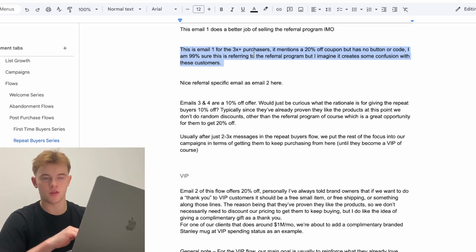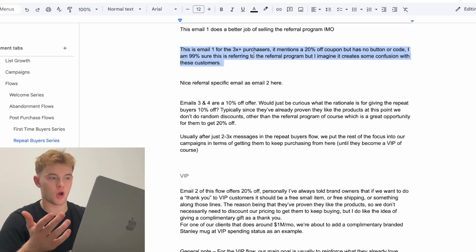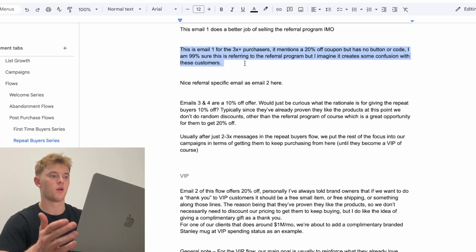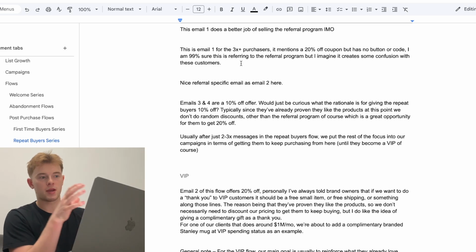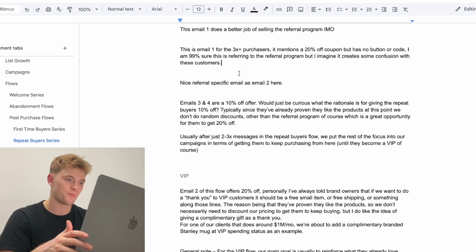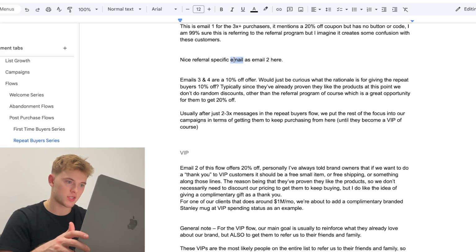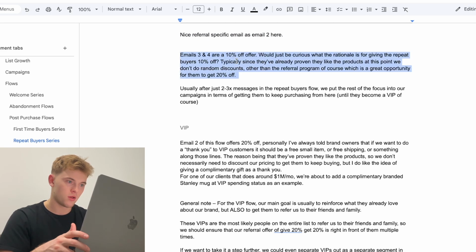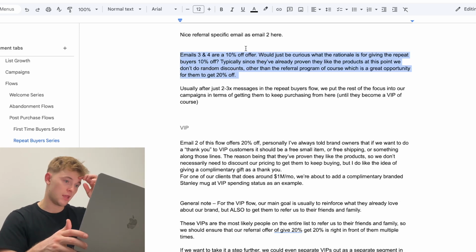They acted like they were giving a 20% off coupon, and there was just no code or button for it. And they didn't mention that it was the referral program. So when you're doing these offers, it's really easy to mess that up. You want to make sure your messaging is making sense and making it very clear what the actual offer is and how they can take action on it. You guys can't see email 2 here. The other thing here was in emails 3 and 4, they offered 10% off to these people.